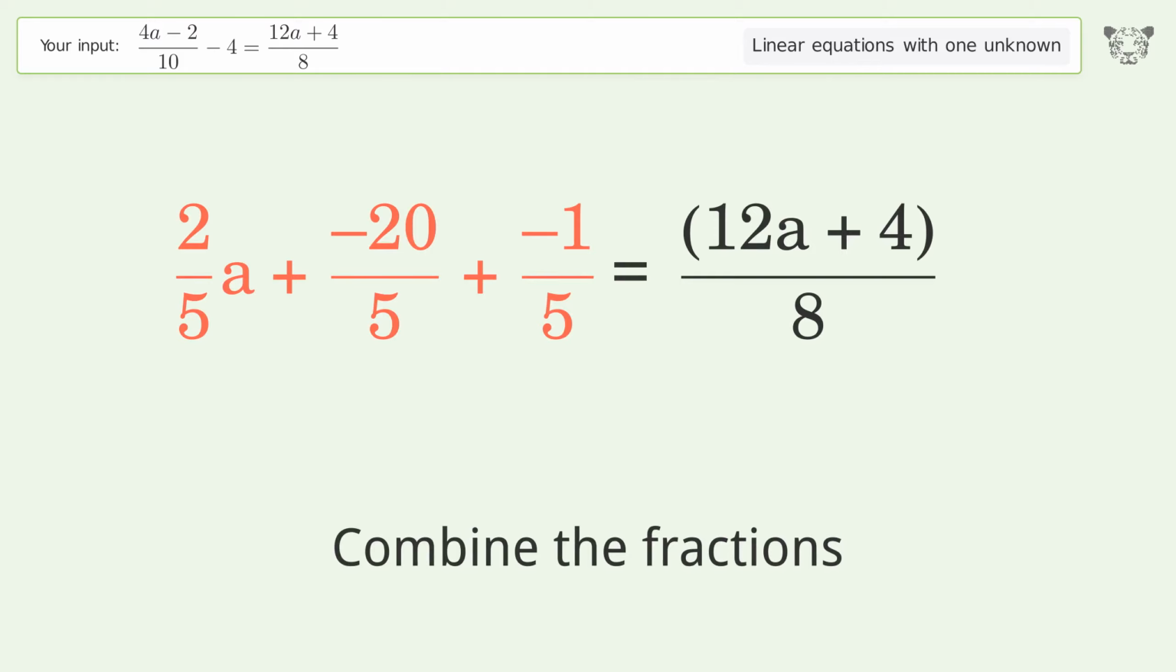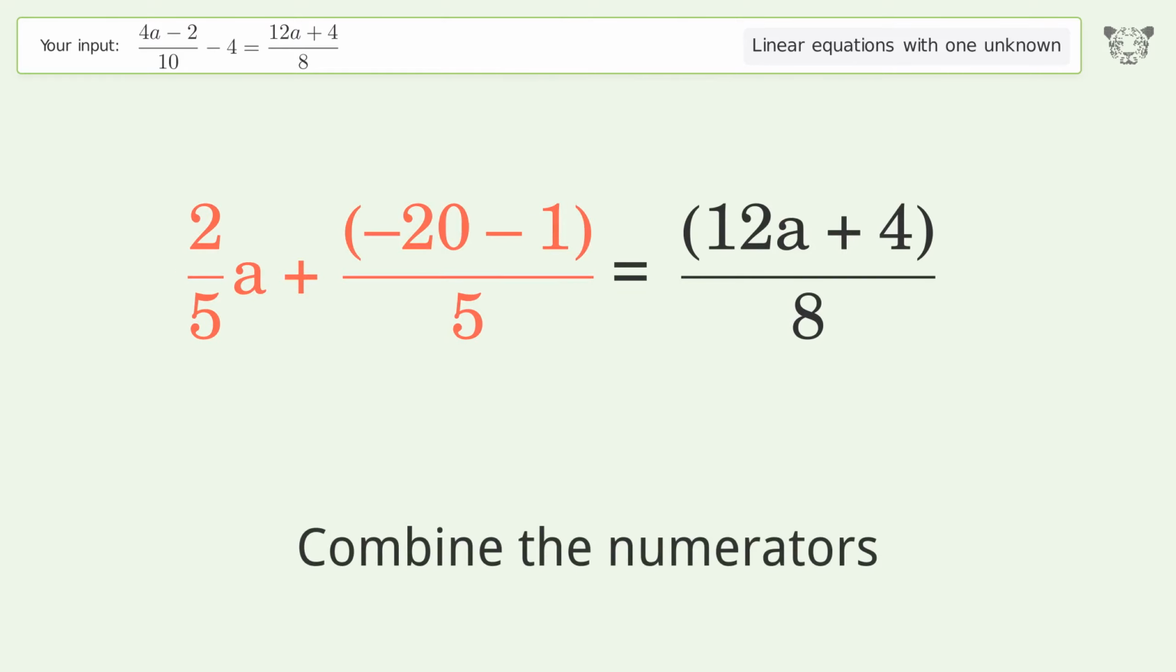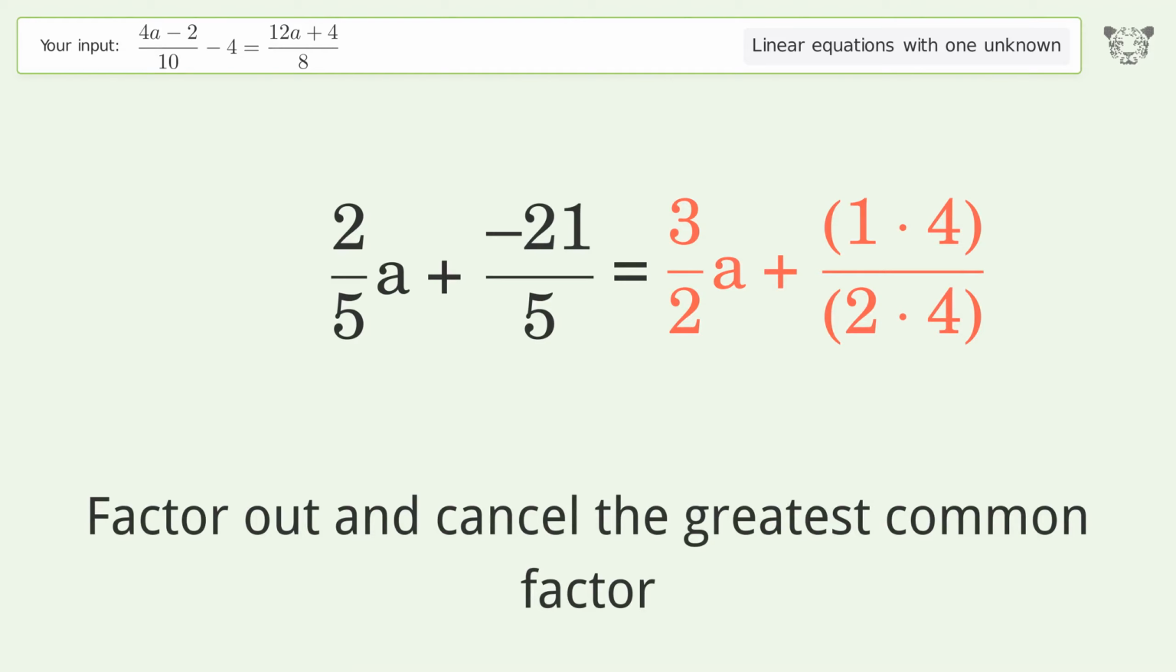Combine the fractions. Combine the numerators. Break up the fraction. Simplify the fraction. Find the greatest common factor of the numerator and denominator. Factor out and cancel the greatest common factor.